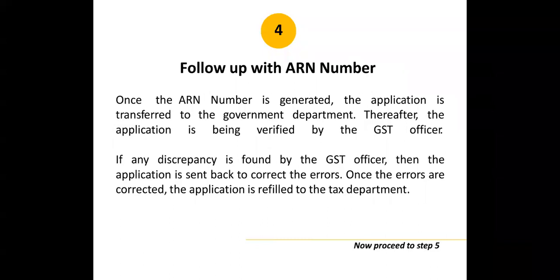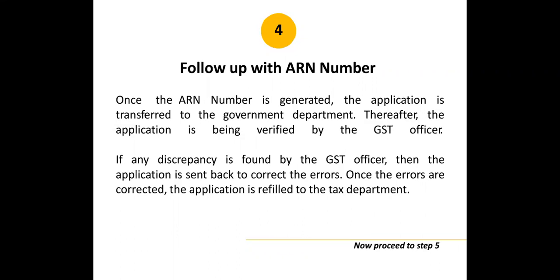Right, once you get the acknowledgement receipt number, the next step is that the application is transferred to the government department. Whatever details you have entered, like the name of your business, all your documents, your contact number, your mail, everything that is in that form is sent to the government department.